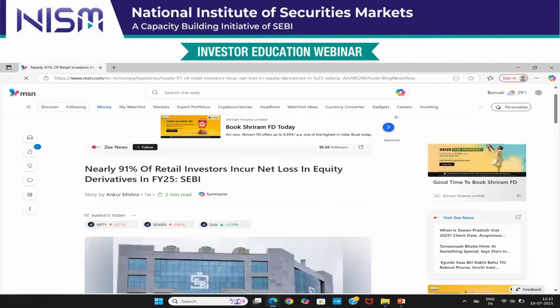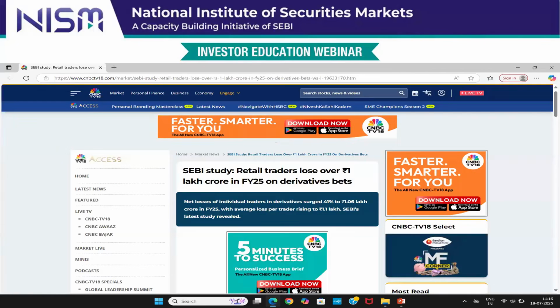So we have read in the newspapers, there are many news reports which talk about the losses that retail investors are making. That 91% of retail investors incurred net losses in the equity derivatives in financial year 2025. Okay, that's a report of SEBI. The report you can all refer to on the website. Also, retail investors lose 1 lakh crore in financial year 25 on derivatives bets.